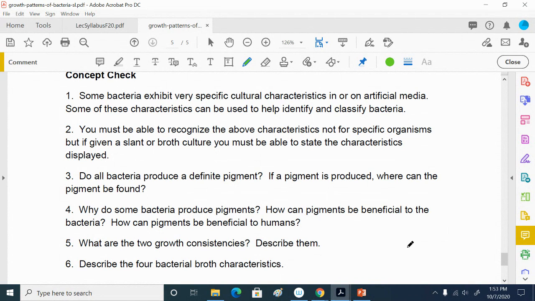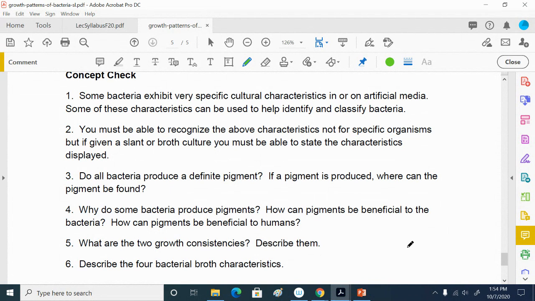So do all bacteria produce a definite pigment? No. But if they do produce a definite pigment, where can you find it? Inside or outside the cell? Right. So if the pigment is still inside the cells, it's an intracellular pigment. If the pigment has been secreted, it's extracellular, but it's all relative to the cell.